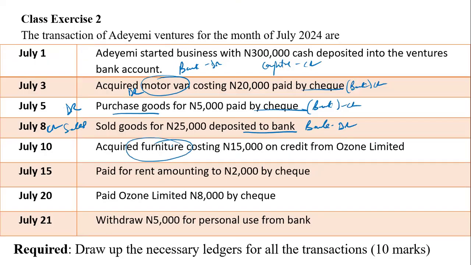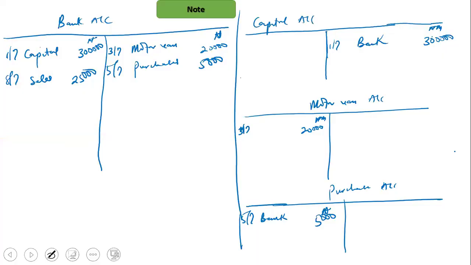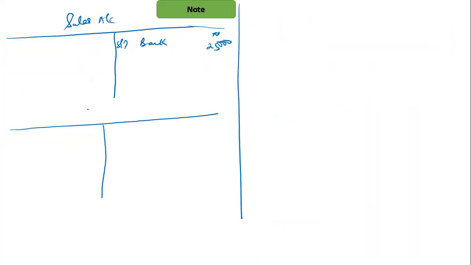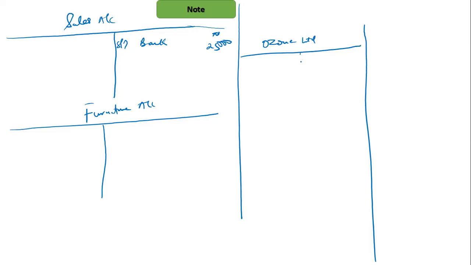Acquire furniture for credit from Ozone. So furniture is an asset. Remember from what we said, with debit. Ozone is a payable, somebody we are owing, with credit. So we'll go there. We don't have furniture or that, so we are opening the two accounts. Fresh furniture account and Ozone Limited. So we open these accounts.